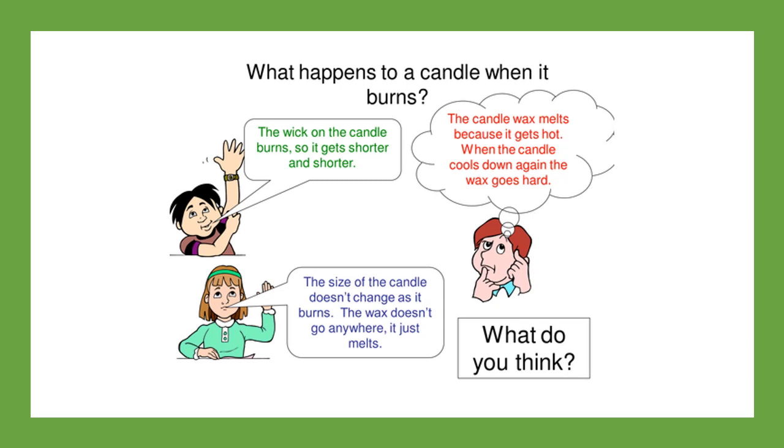So what do you think? What happens and what part of the candle actually burns when we burn a candle? Is it the wick or the wax? Now, a candle is a very tricky object. It comprises both a reversible as well as an irreversible action.